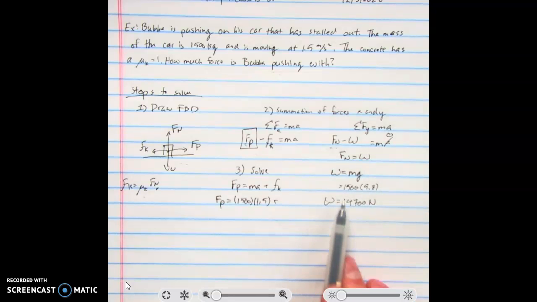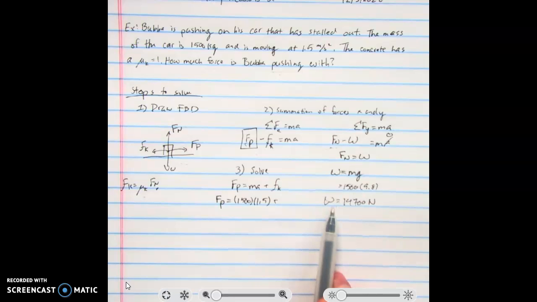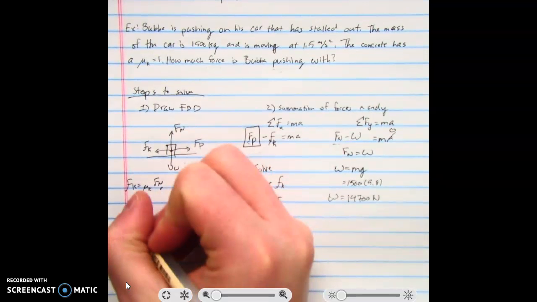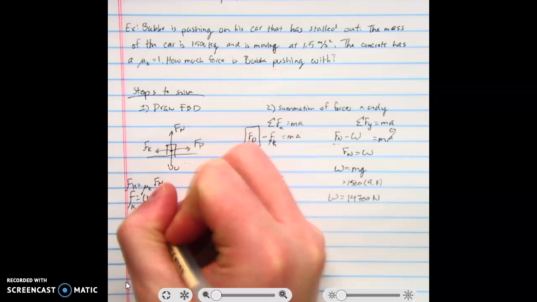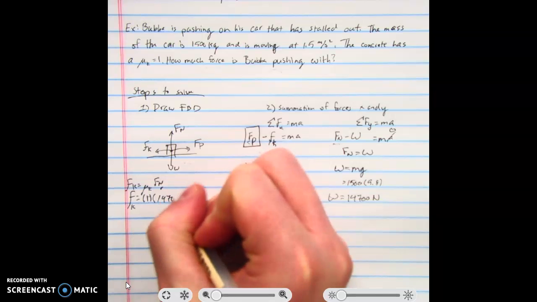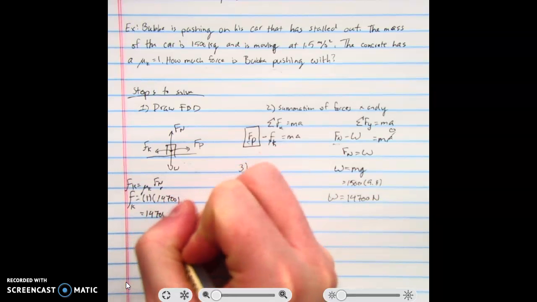So weight equals mass times gravity, mass 1500, gravity 9.8, multiply and you get 14,700 newtons. What this is basically saying is the car has a weight, so how much force due to gravity is being pushed down is this. The ground, therefore, is also applying the same amount of force, but up. Force normal is equal to weight. So I could take this number and plug it into my friction equation here. So friction is equal to 1, coefficient of friction is 1, times 14,700. That gives me 14,700 newtons.